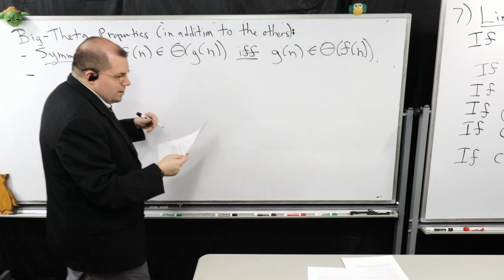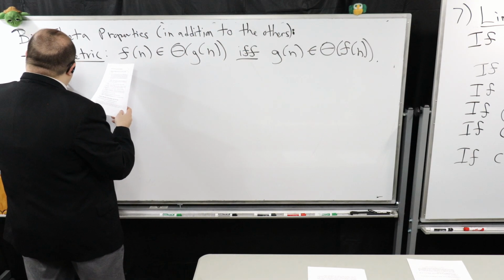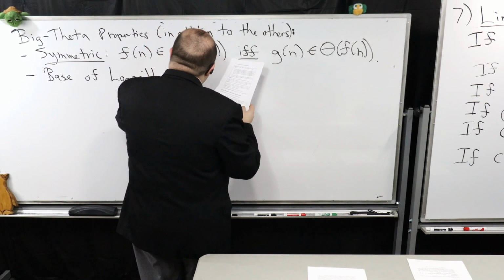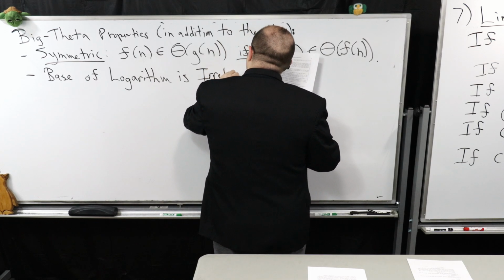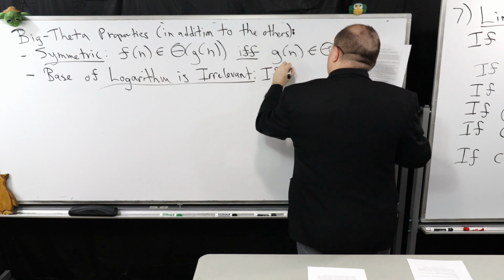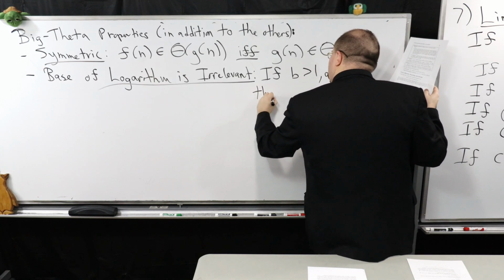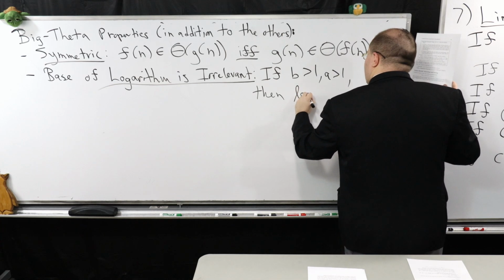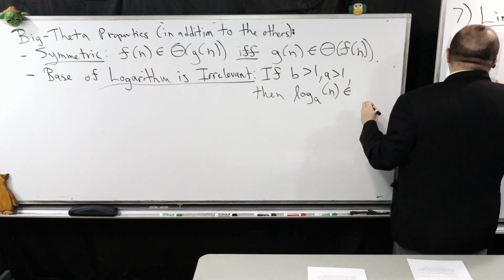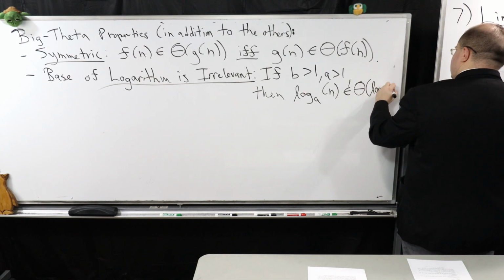And now another one I want to point out to you, and I mentioned this one already earlier. The base of a logarithm is irrelevant. So if b is greater than 1 and a is greater than 1, then log base a of n is big theta of log base b of n.